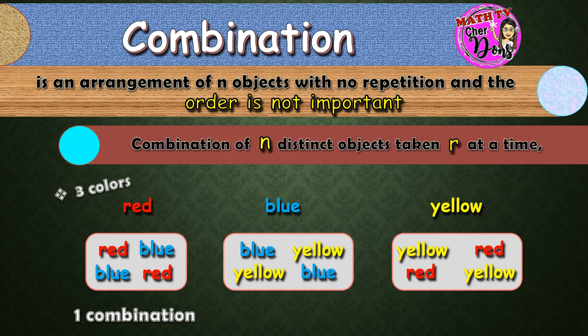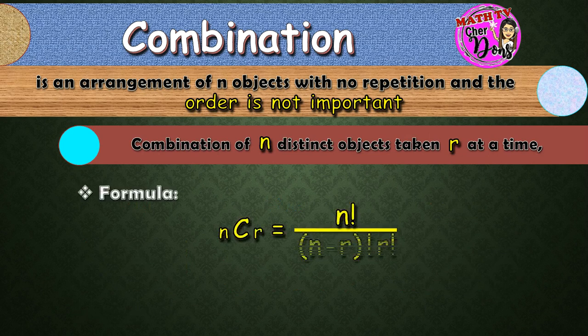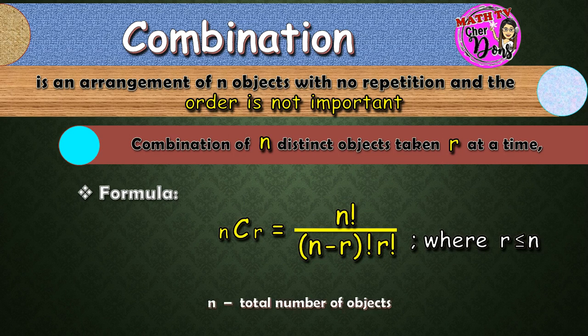Combination of n distinct objects taken r at a time is given by the formula n factorial divided by quantity n minus r factorial times r factorial, where r is less than or equal to n. n is the total number of objects and r is the number of objects taken at a time.